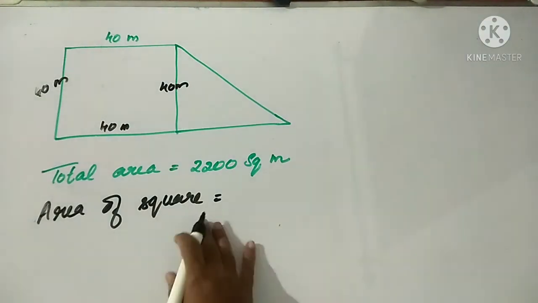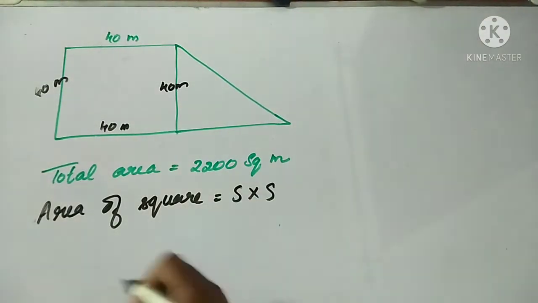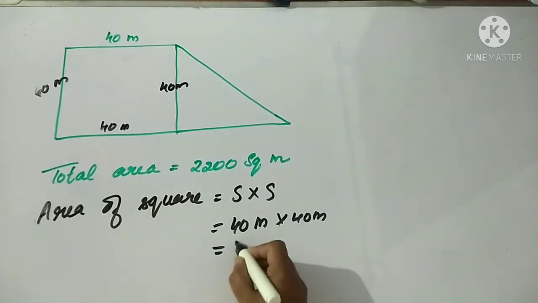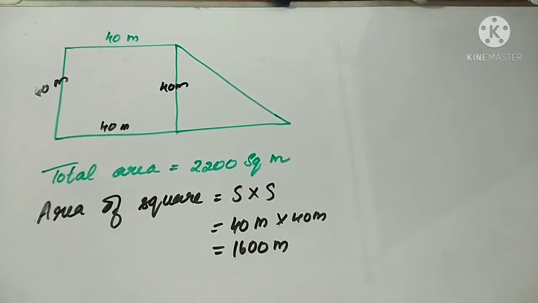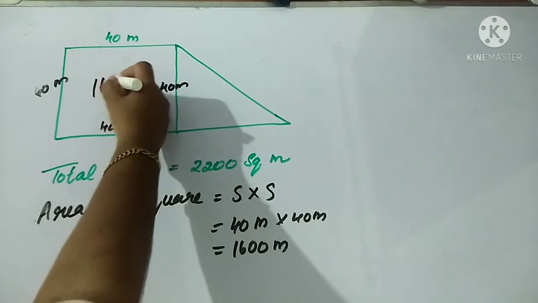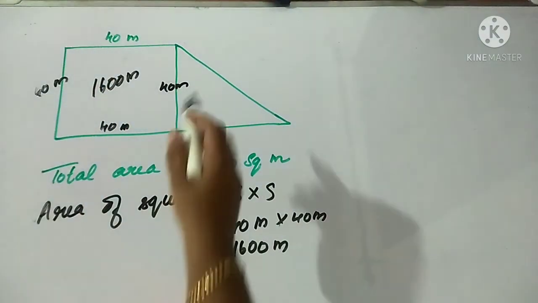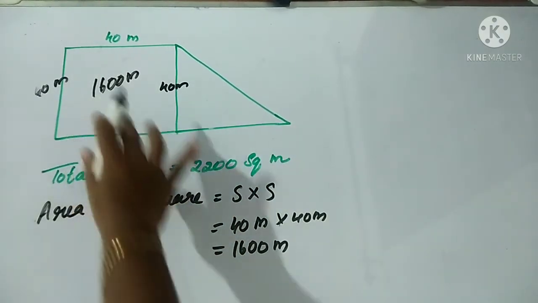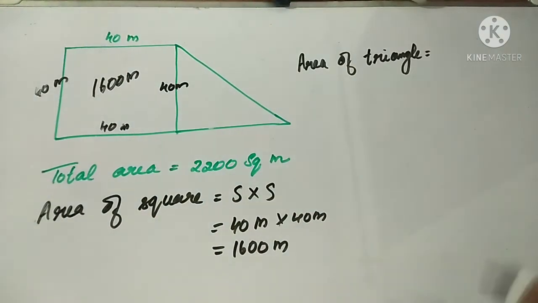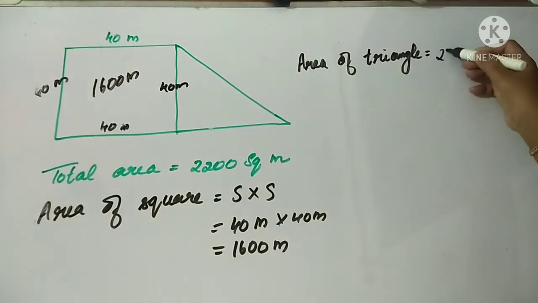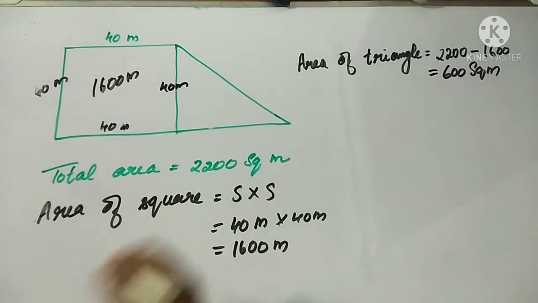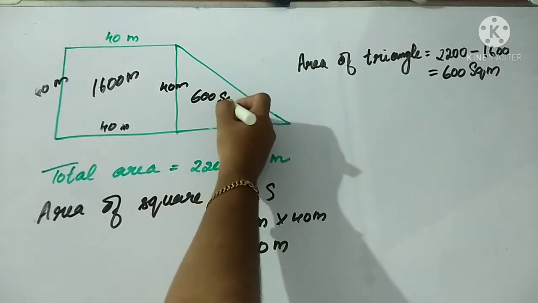We know area of the square is equal to side into side. That is equal to 40 meter into 40 meter. That is equal to 1600 square meter. Okay, so we get this area of this as 1600 square meter. Now we can find the area of this triangle. How? By subtracting the area of the square from the total area. So we write area of triangle is equal to 2200 minus 1600. That is equal to 600 square meter. So we get this as 600 square meter.